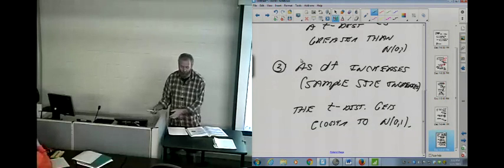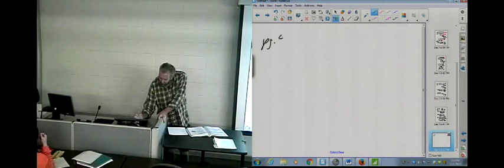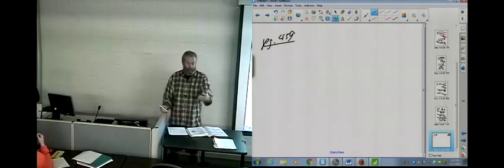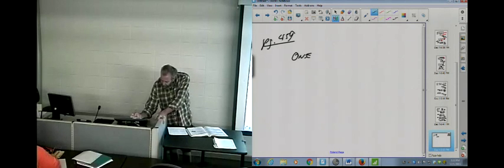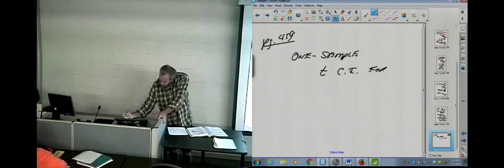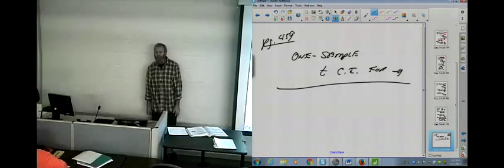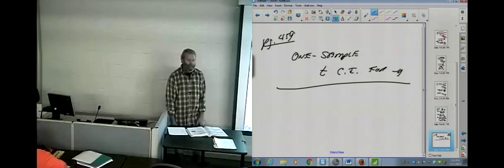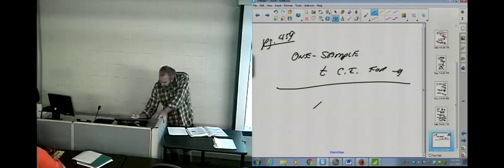And so I'm on page 459. And it won't be long here before you see me work out a problem using the software and interpret it for you. On page 459, there's the one sample t confidence interval for mu. Now, it's a t because we don't know sigma. Before it was a one sample Z confidence interval. Okay? And it looks like this. There's your estimate, plus or minus.